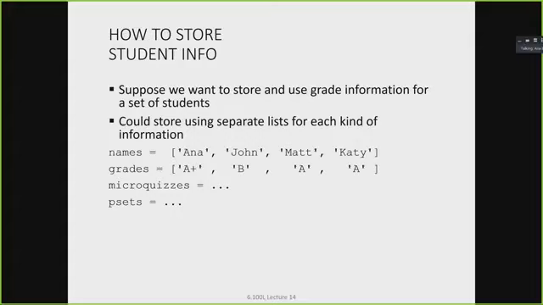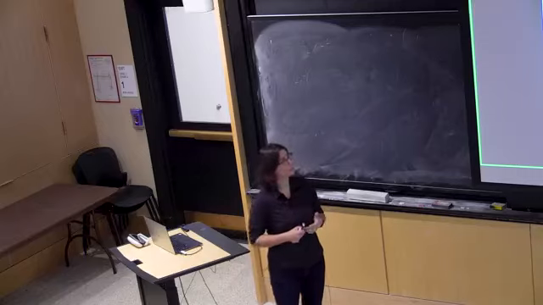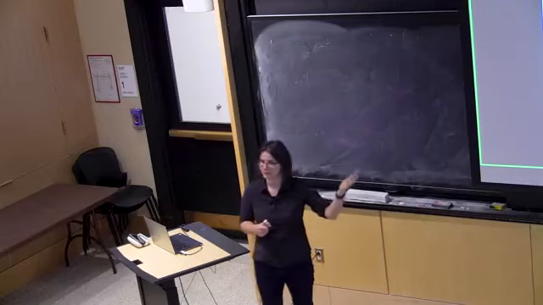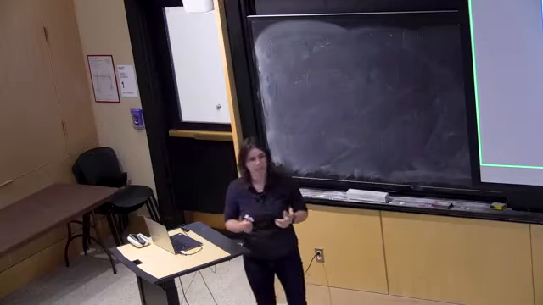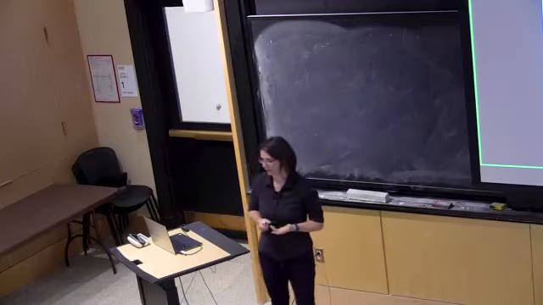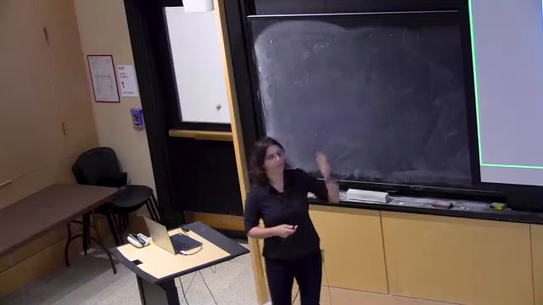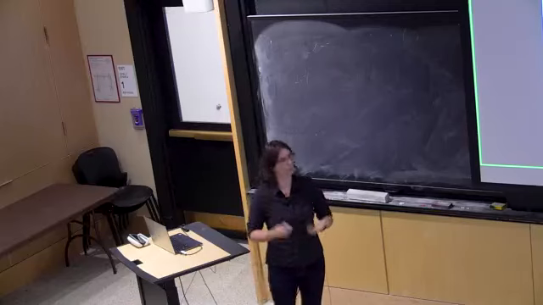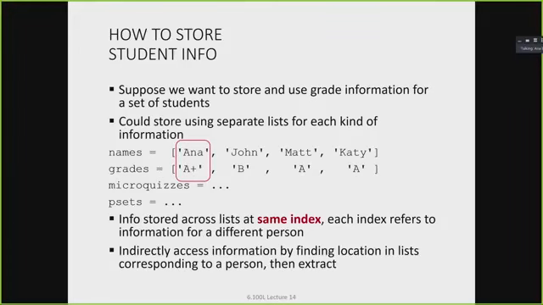Let's say we want to store names of students and their grades in the class, like their final letter grade. Additionally, we can store things like micro-quiz grades and PSETS grades. But for now, let's just assume we're storing just the names and the final grades in the class. So if we do this using lists, one reasonable way to store this information is by saying, well, I'm going to have a list of all the names of the students in my class. I'm going to have a list of all the grades of these students in the class. And I'm basically going to go index by index and make the rule that says, at a particular index, I'm storing all the information related to this one person.